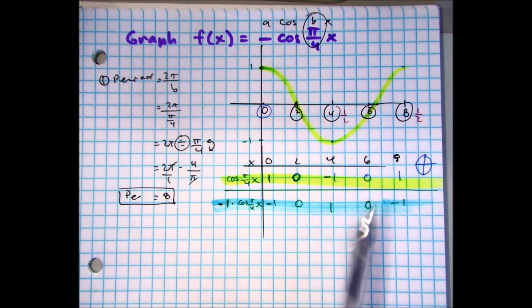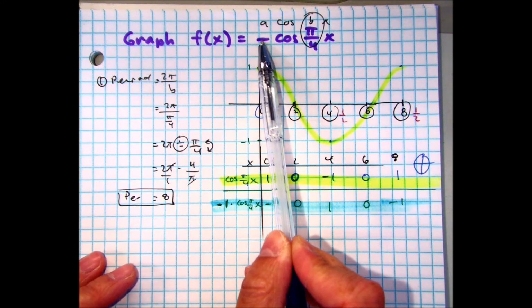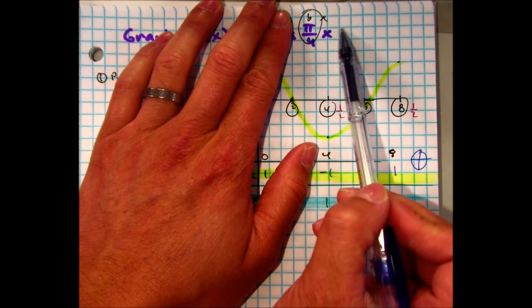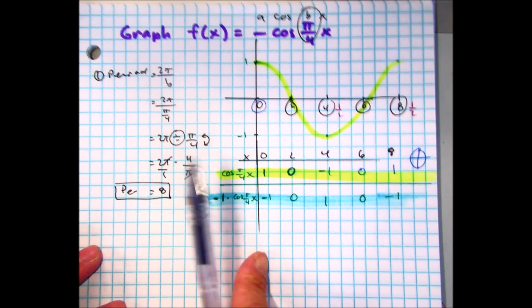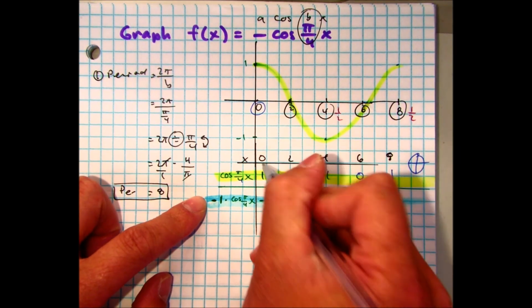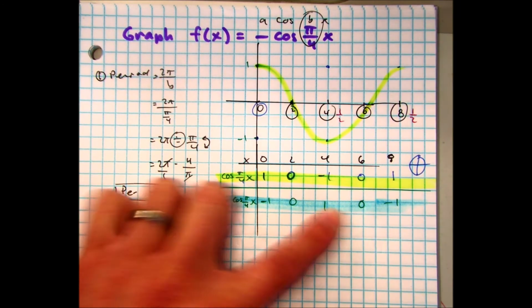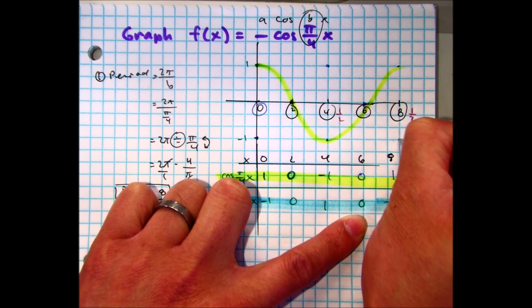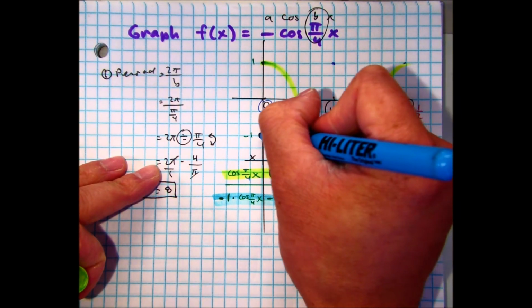So what's the hint? When you see the negative on the outside, class, where's the negative? It's going to be reflecting over the x-axis. If there was a negative inside, like a b value, it reflects over the y-axis. You can have that in your notes if you don't have it. So let's go ahead and graph this one now. So I have negative 1, 0, 1, 0, and negative 1. This is what our new function looks like.